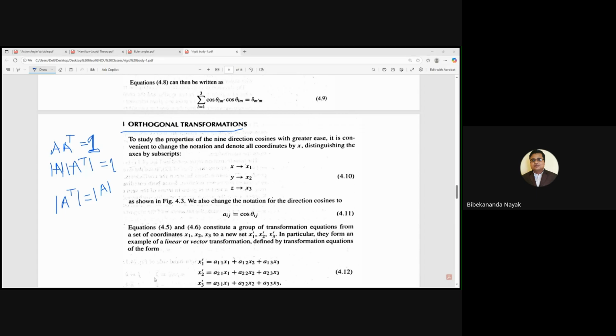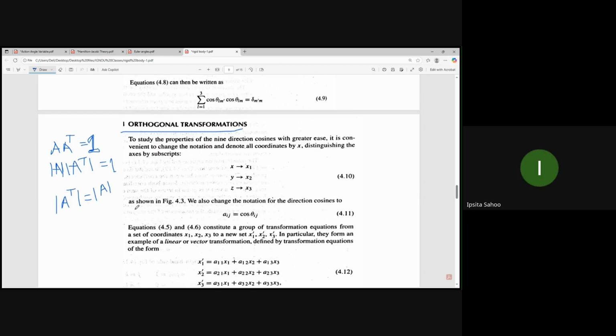Hello? Hello, am I audible? Transpose means we only change rows to columns. Is the determinant changed by changing row and column? No, it is not. Hello? Any idea? Am I audible? Yes, sir.